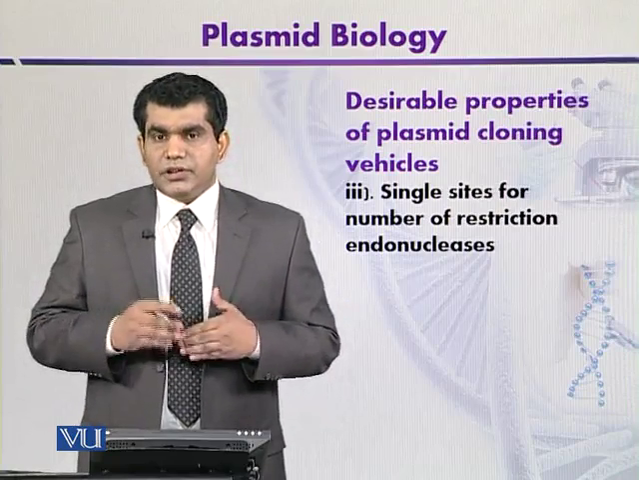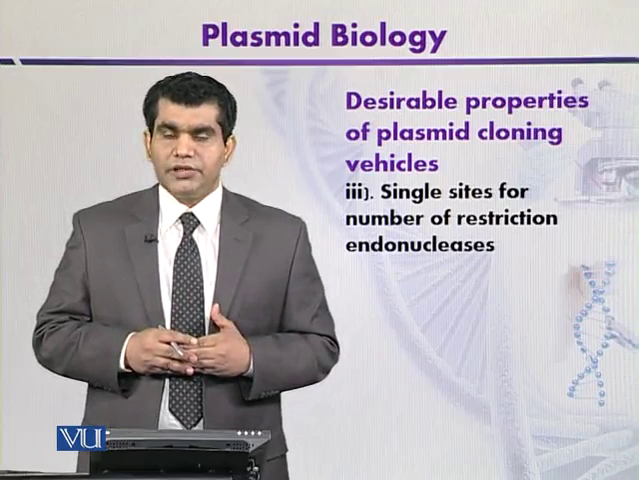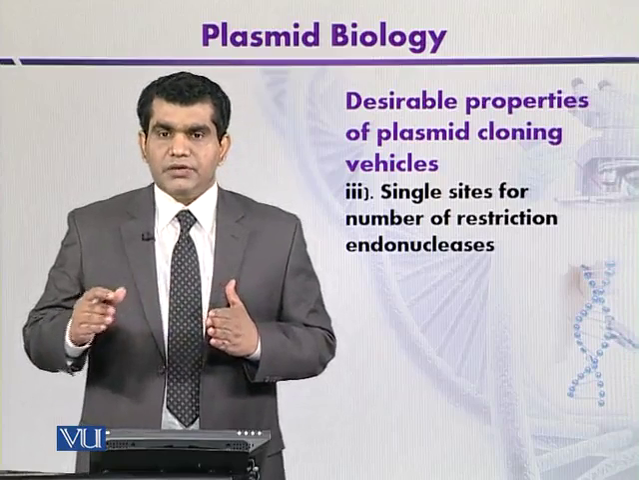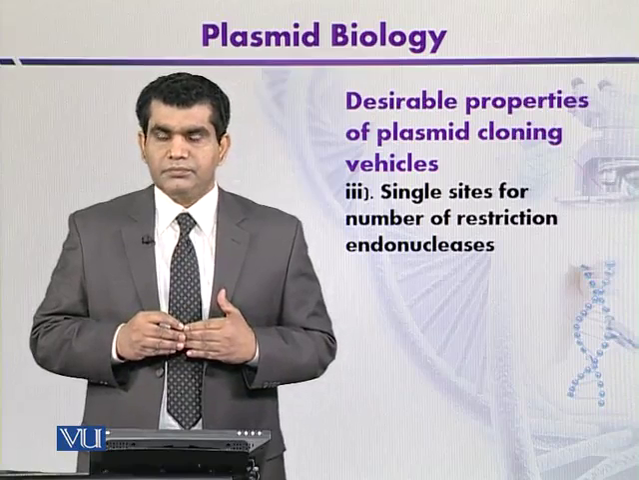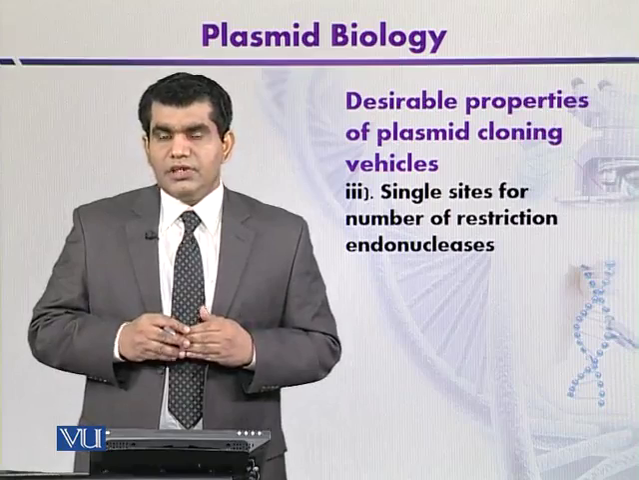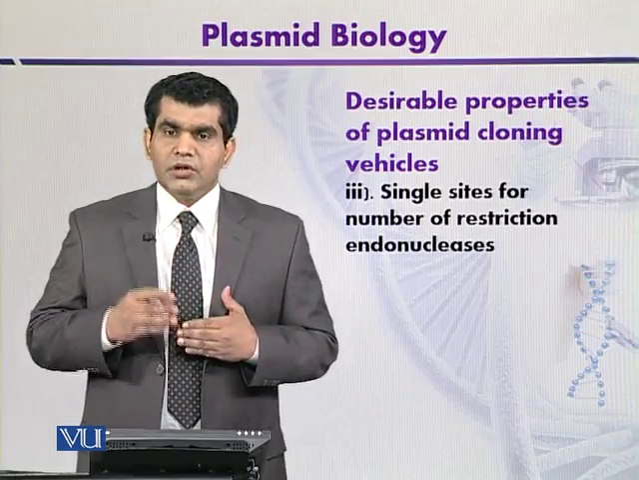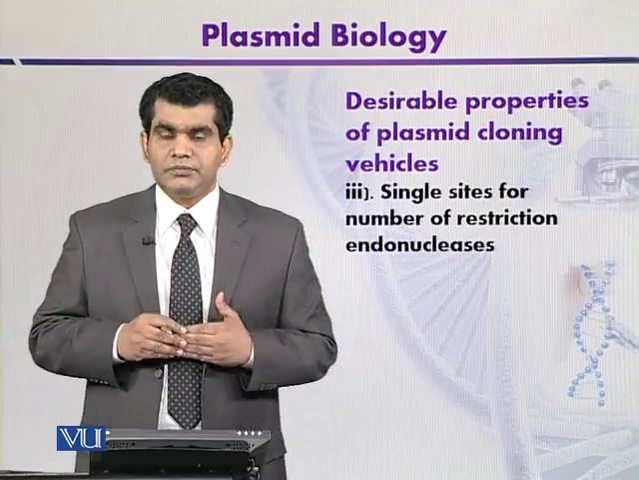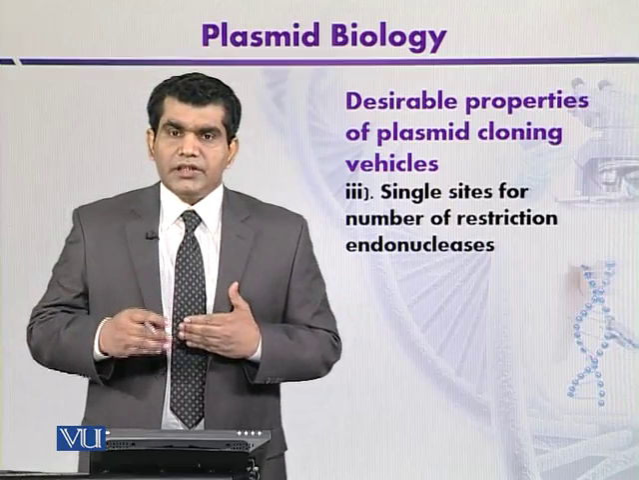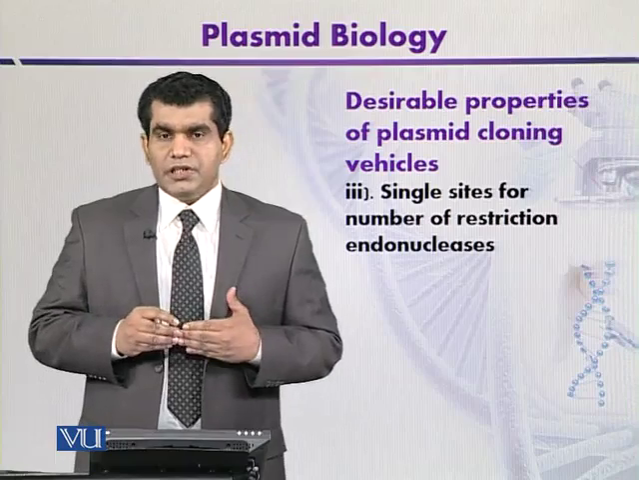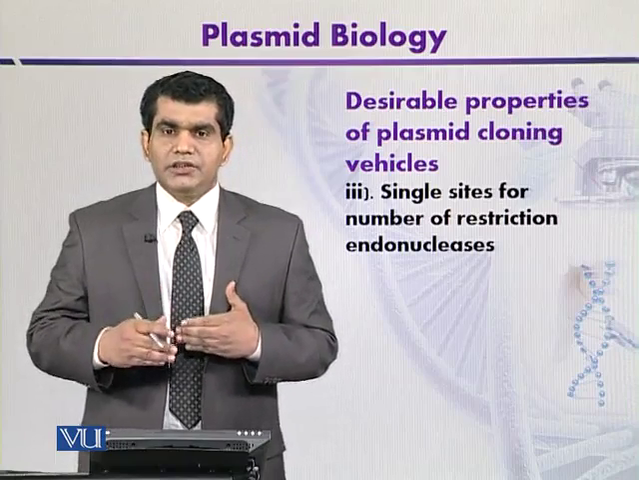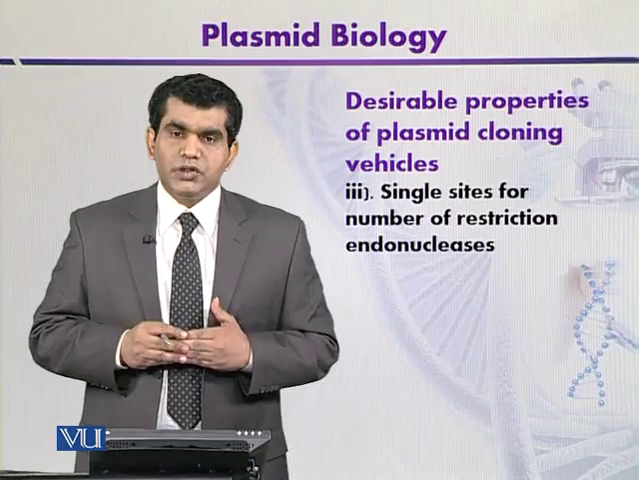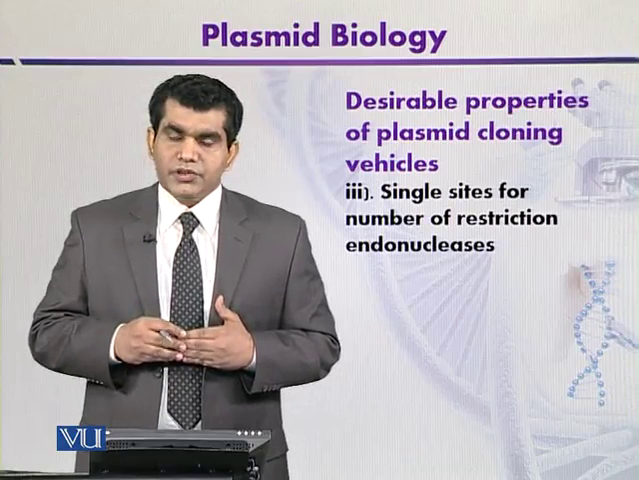Then the third trait is mainly related to the presence of single restriction sites for different types of restriction endonucleases. Suppose the plasmid contains more than one restriction site for a single endonuclease, then what will happen? You have the idea that it will cut the plasmid DNA many times so that you can get more than one fragment of the plasmid. That is not suitable for gene cloning procedures.